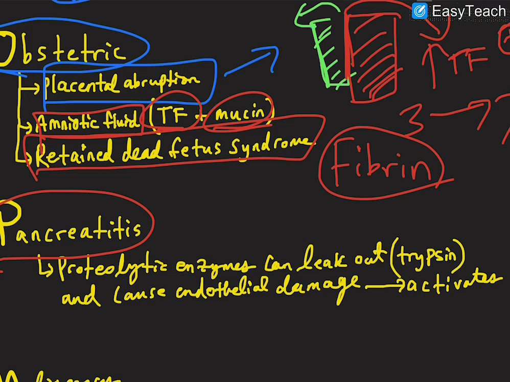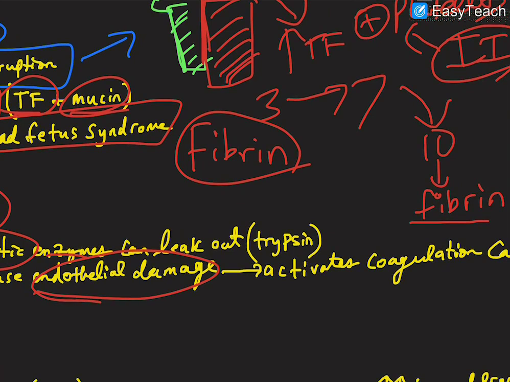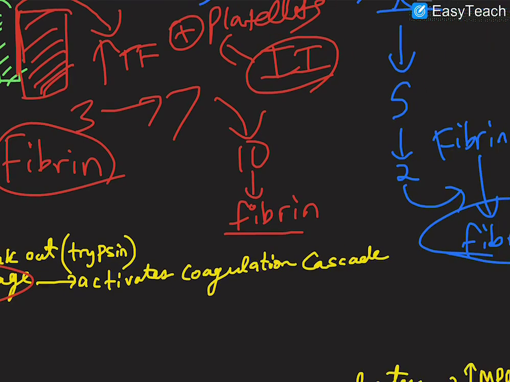But some of those enzymes can also leak out into your bloodstream. And if they do, then of course, being proteolytic enzymes, they can lead to endothelial damage. And we know endothelial damage leads to the activation of your coagulation cascade. Remember, as we saw when we discussed trauma, if your endothelial lining is damaged, it can express and release tissue factor, which can lead to the activation of the coagulation cascade.